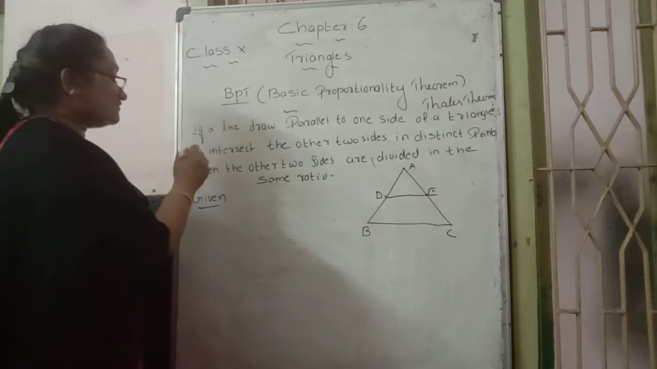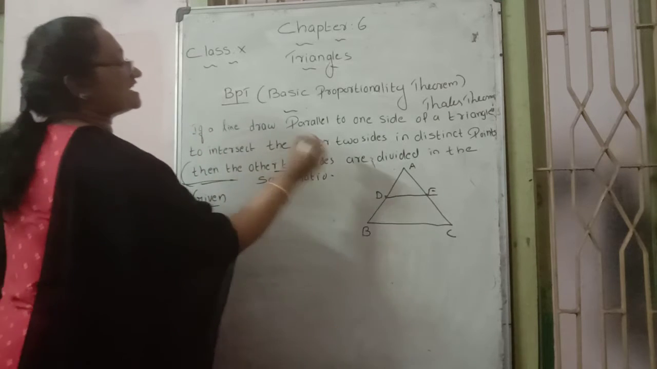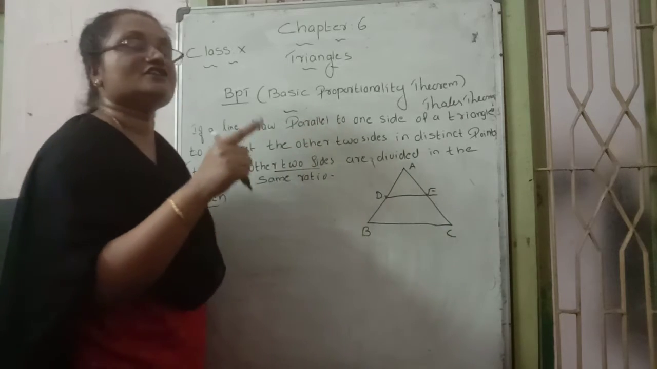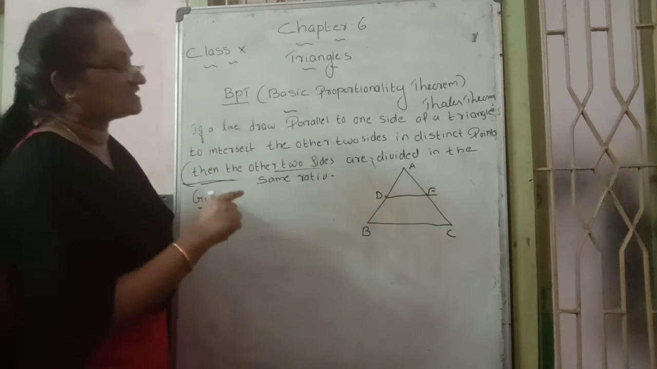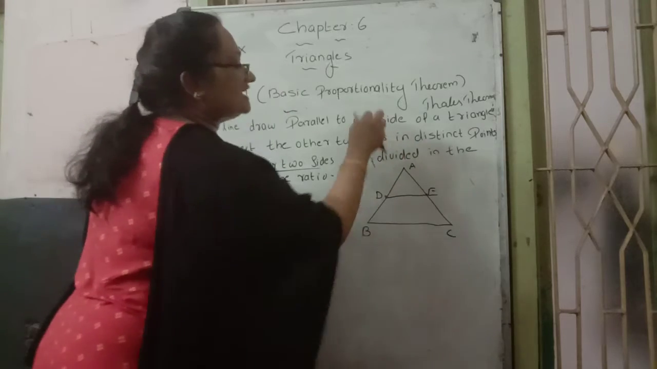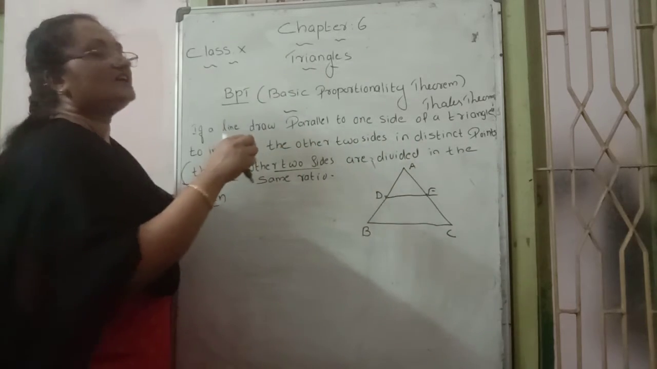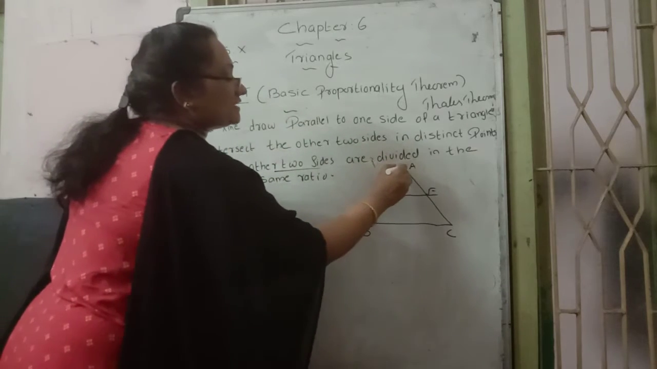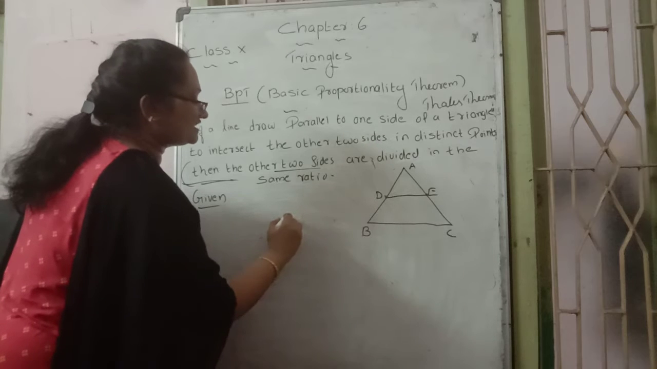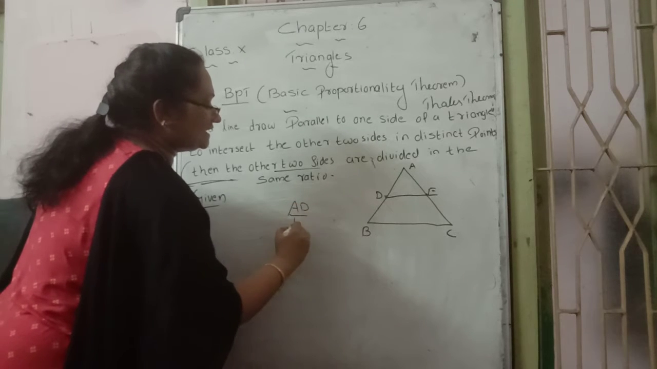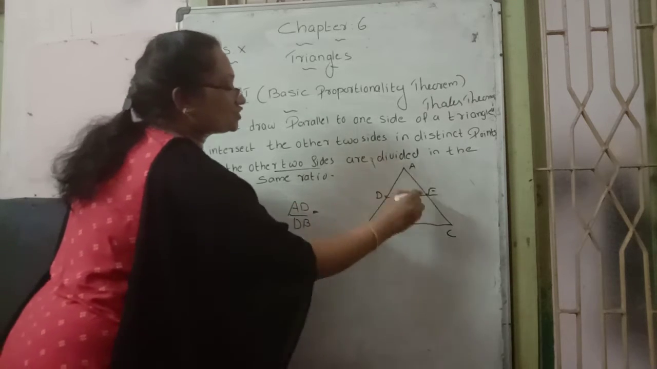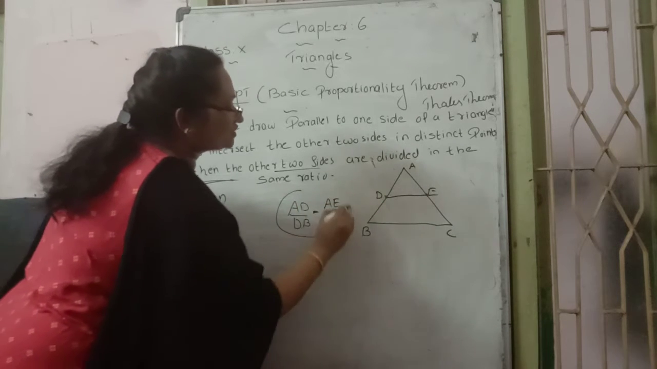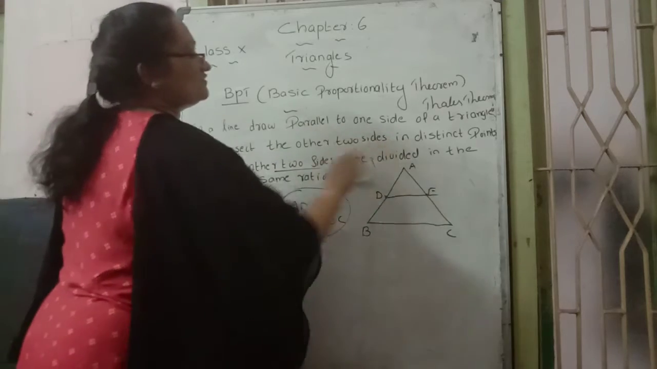At that time, what do we want to prove? They say prove that the other two sides are divided in the same ratio. What are the sides? The AB side and the AC side are divided by the DE line, and dividing, they become two equal ratios. Which are the ratios? The AD by DB ratio is equal to the AE by EC ratio. We want to prove this part.